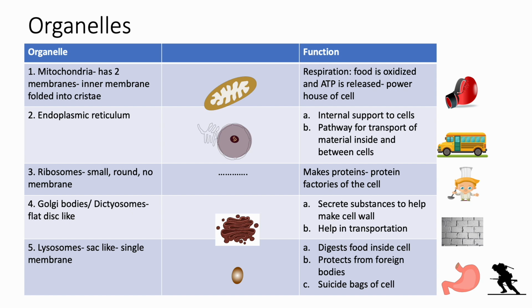Lysosomes. These are sac-like single membrane organelles, and they contain digestive enzymes. Now, these enzymes digest the food inside the cell and break it down to smaller substances, like starch is broken down, bigger molecules are broken down to smaller molecules, okay? And it protects from foreign bodies, to digest any foreign body also coming to it. They are also called the suicide bags of the cell because when the life of the cell is over, it's the lysosome enzymes that digest the cell up.